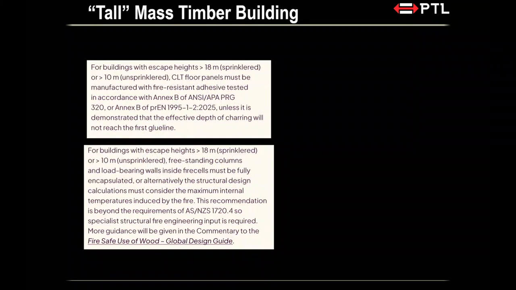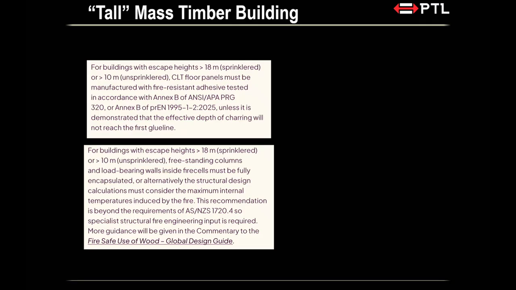All right, so at this note, I wanted to just point this out, okay? This is for tall buildings, or sort of tall buildings. So when your escape height exceeds 18 meters for a sprinklered building, or when your escape height exceeds 10 meters for an unsprinklered building, you need to do these two. You need to make sure you have fire-rated adhesive for your CLT floor, and you need to make sure that any freestanding column or load-bearing CLT wall of your building is fully encapsulated unless structural design is able to consider the maximum internal temperature of that particular column caused by fire.